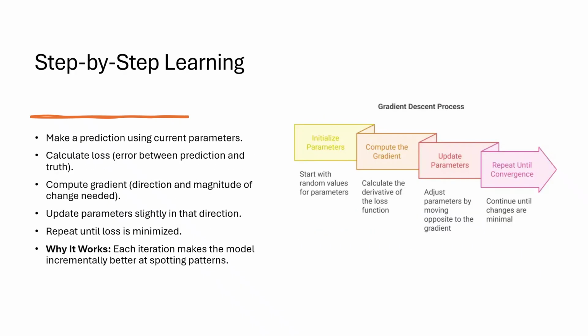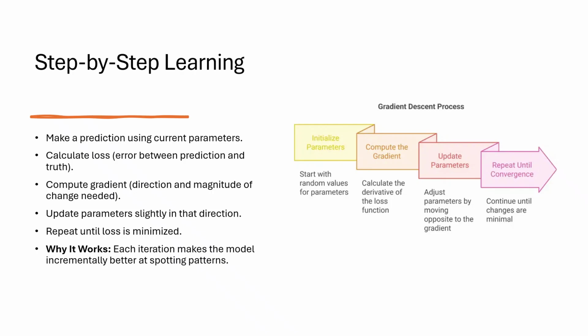Intuition behind gradient descent. At every step, the model checks: should I increase this parameter or decrease it? Based on that direction, it slightly adjusts itself to make a better prediction next time. So learning doesn't happen in one big jump, it happens gradually through many small improvements.